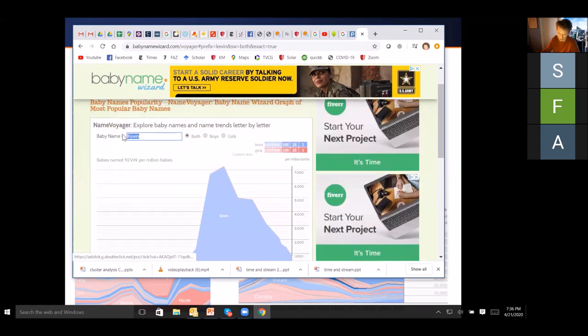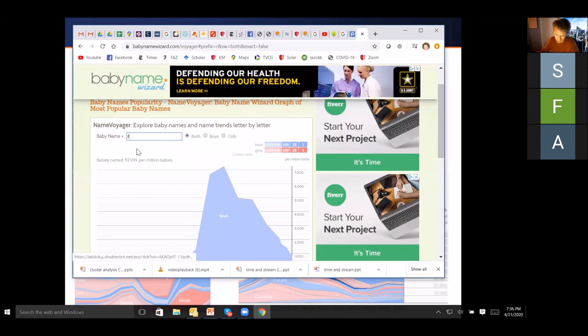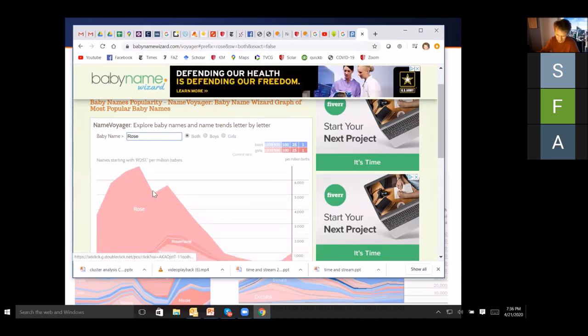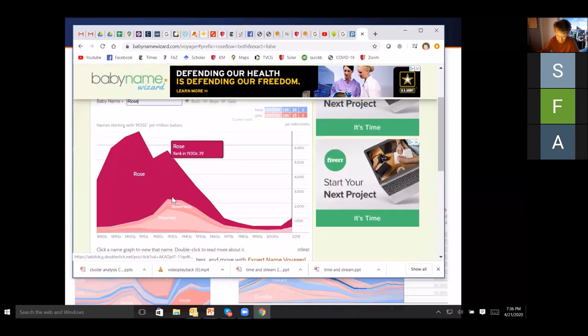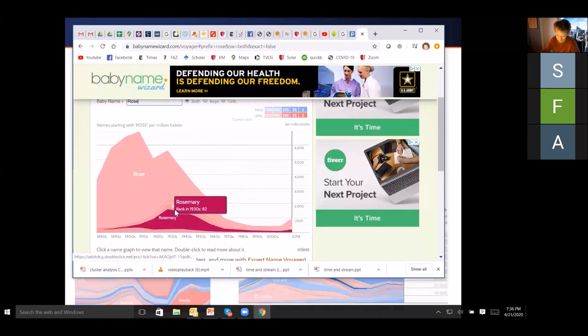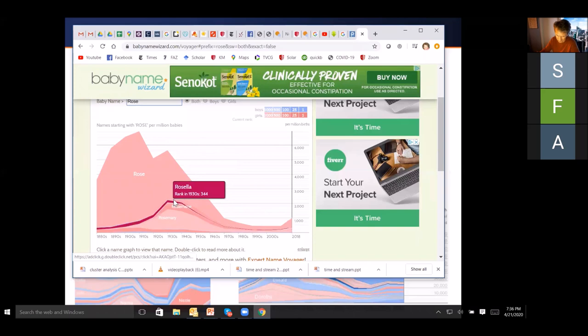Let's pick another one, Rose. How many Roses do you know? Rose is a very old name. There's Rosemary, it's coming back. Rose is coming back, it's very interesting. Rose was really popular in the 1900s, and then you can see the alternatives, like Rosemary and so on. They're very similar names, but have Rose in them, and it's coming back.